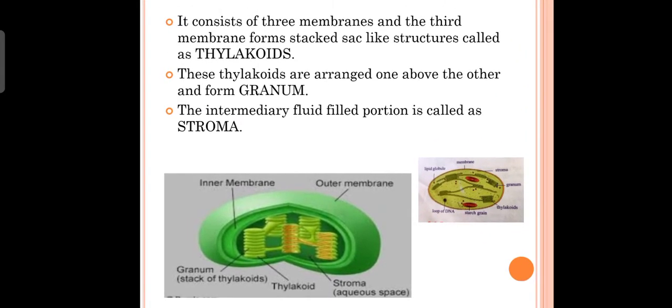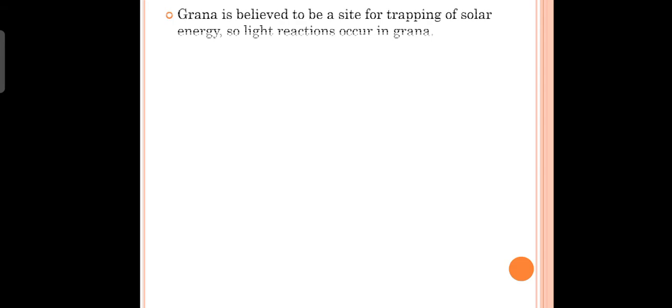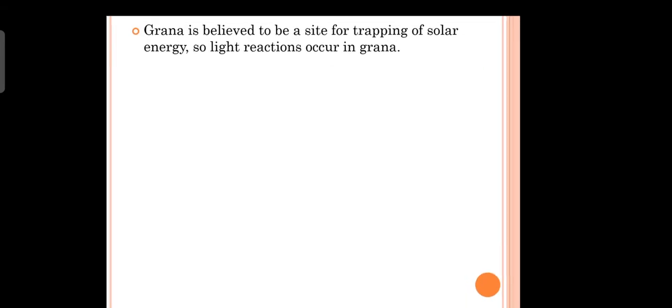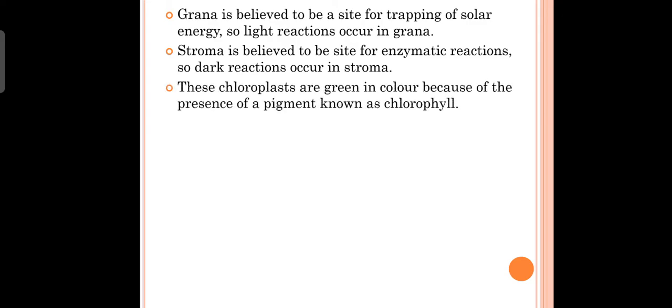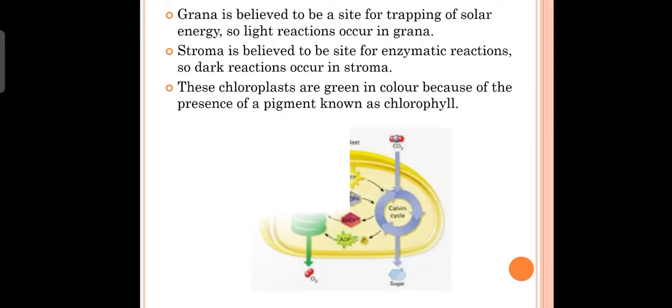Once again, chloroplast contains three membranes and the third membrane forms stalked sac-like structures called thylakoids, and these thylakoids are arranged one above the other and form granum. The intermediary fluid-filled portion is called stroma. Now, grana is believed to be the site for trapping of solar energy, so light reactions occur in grana. And stroma is believed to be the site for enzymatic reactions, so dark reactions occur in stroma. These chloroplasts are green in color because of the presence of a pigment known as chlorophyll.